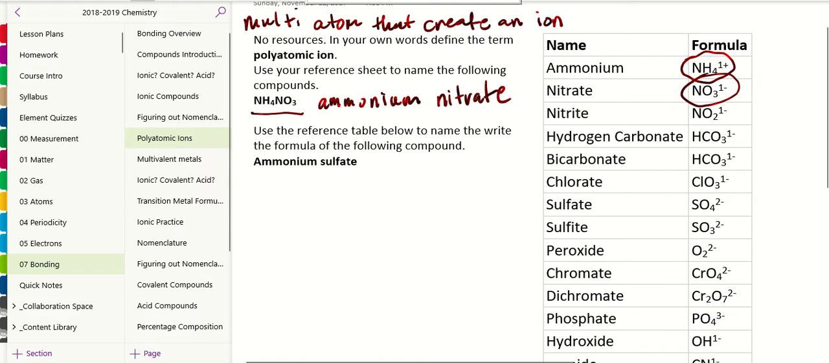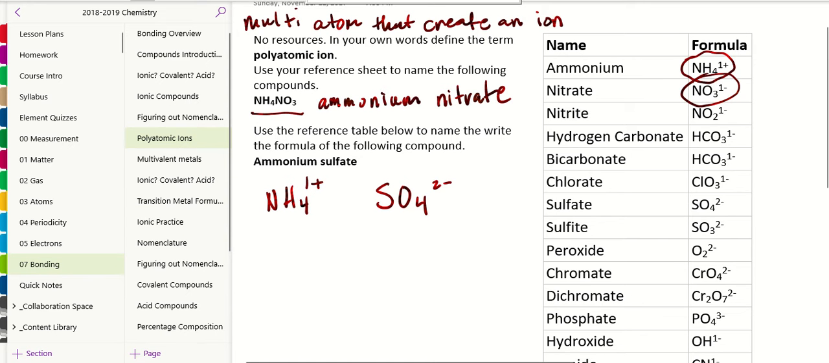What would the formula be for ammonium sulfate? All right, NH4, there's your ammonium. And what's sulfate? SO4, 2 minus. Right? You just referenced it on the table.